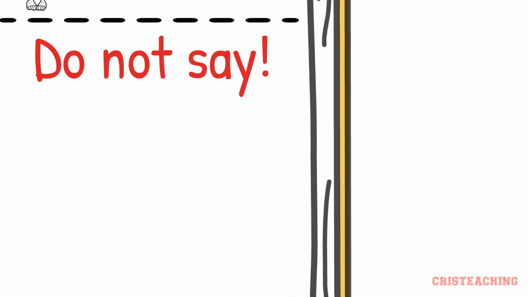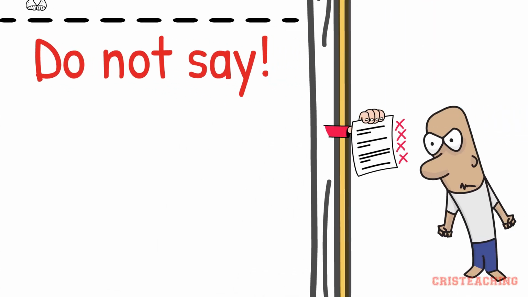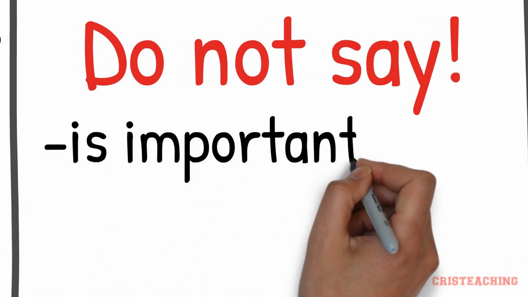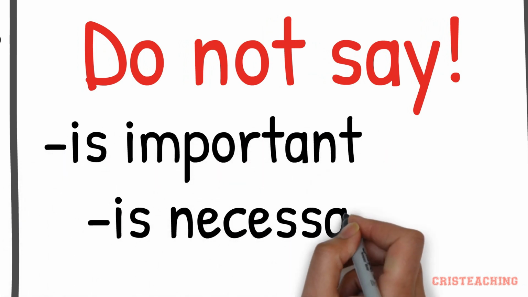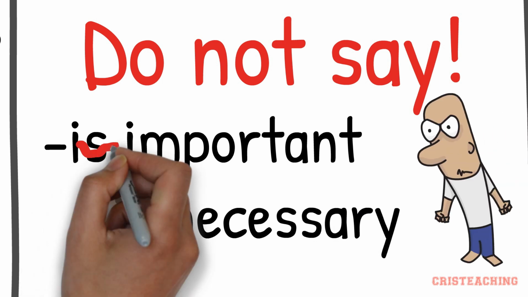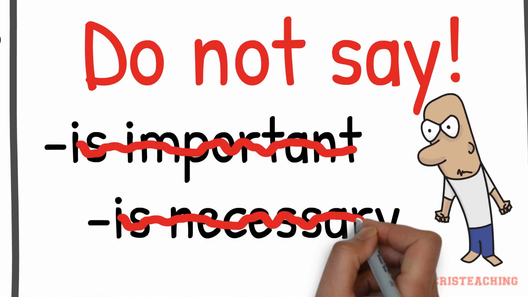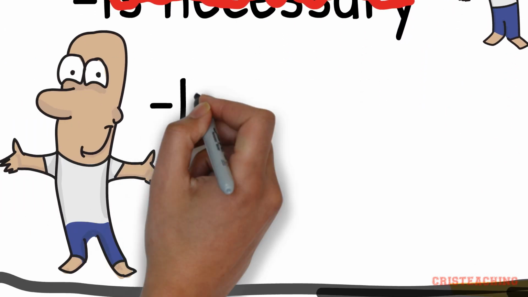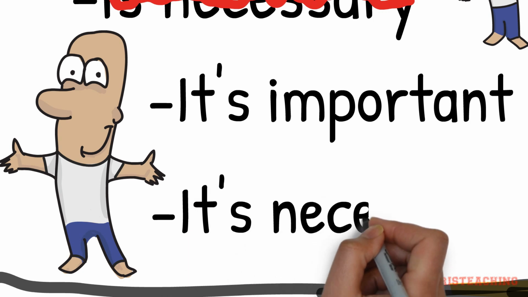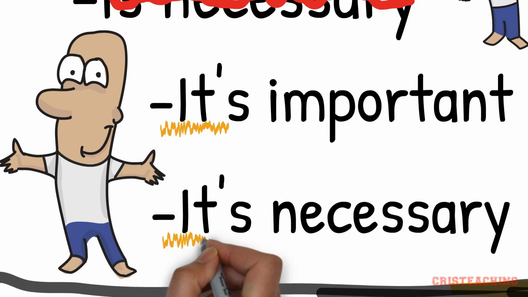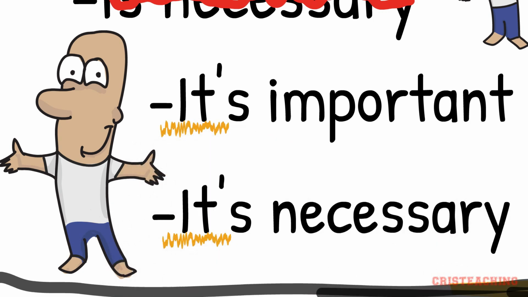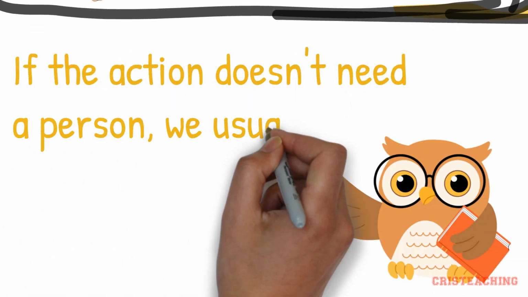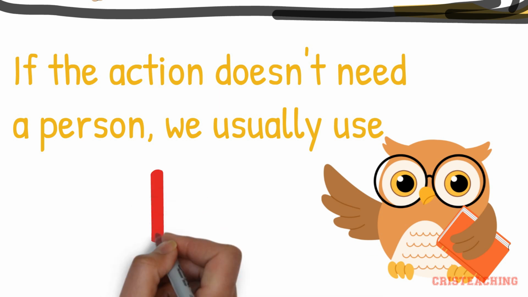Do not say "is important," "is necessary." You should never say this. Instead, you should say "it's important." "It's necessary." If the action doesn't need a person, we usually use "it."